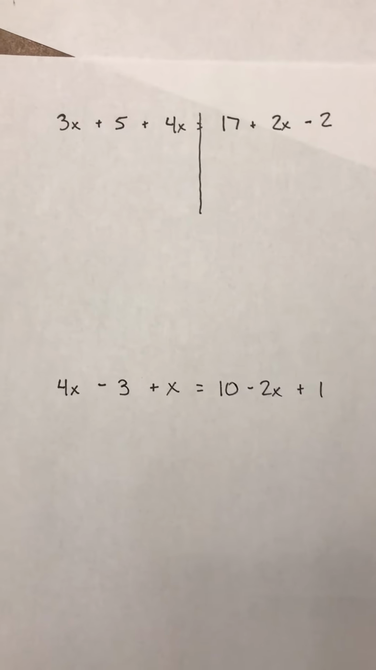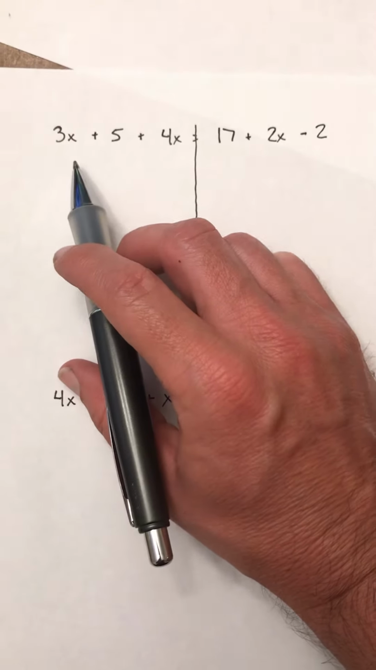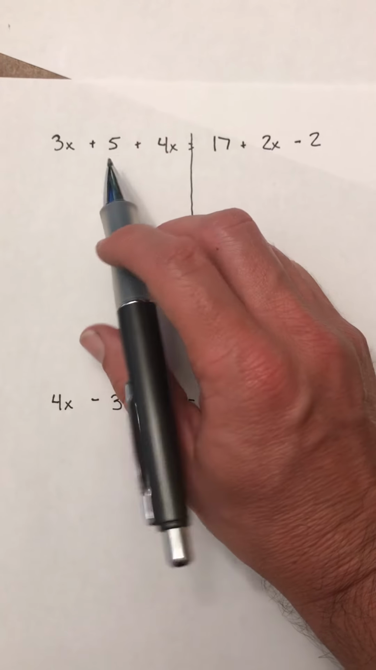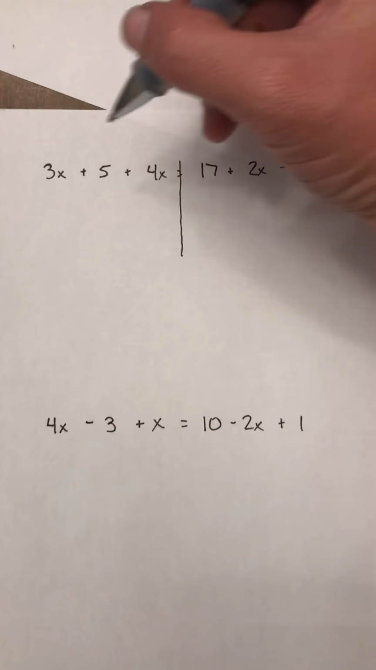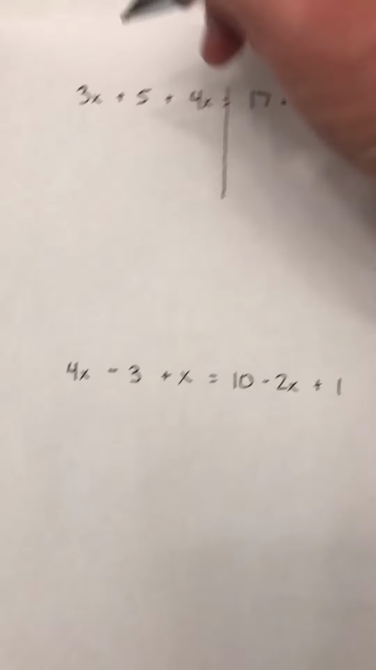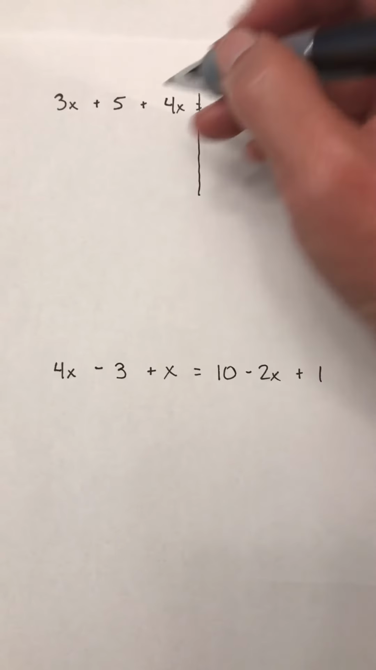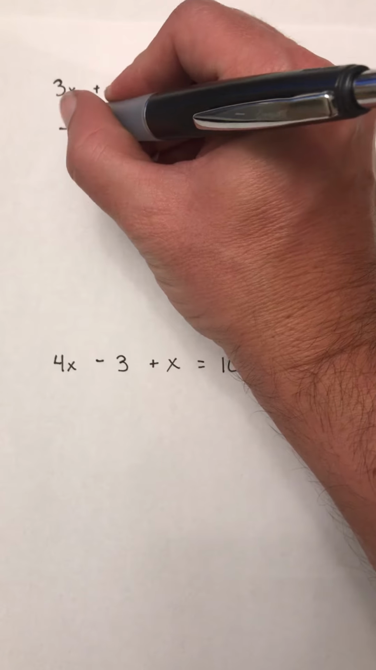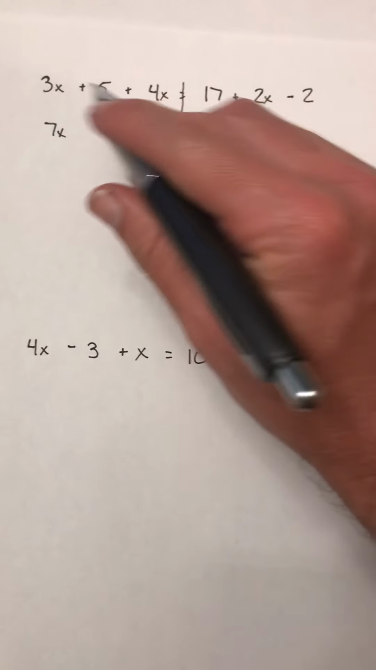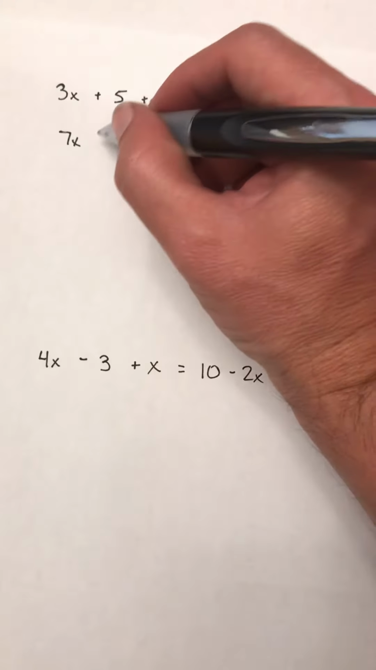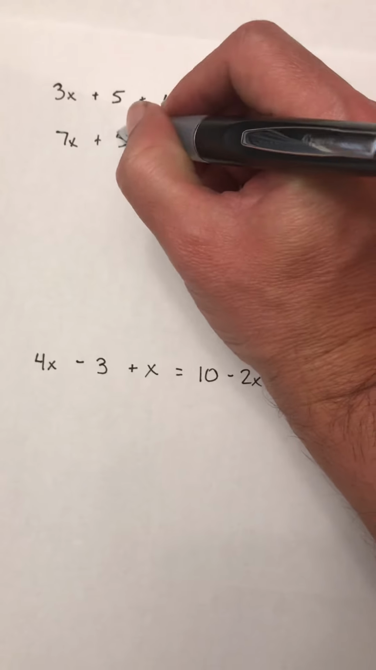Remember, I want to combine anything that I can. 3x and 5 are not the same. We'd have to combine x's with x's and regular numbers with regular numbers. So we have 3x plus 4x. Well, 3x plus 4x is 7x. That's all the x's that we have on this side. We haven't done anything with the plus 5, so we just bring it down.